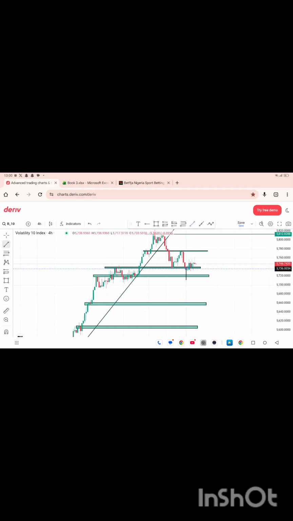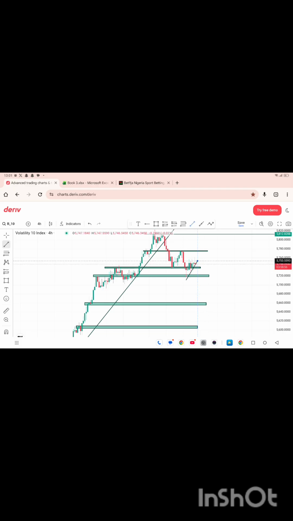Here, this rejection candle. Then the market started going up. We had another confirmation here, this rejection again on 4 hours. Then we took our buy. So let's see how the market played. The market has been retracing down.